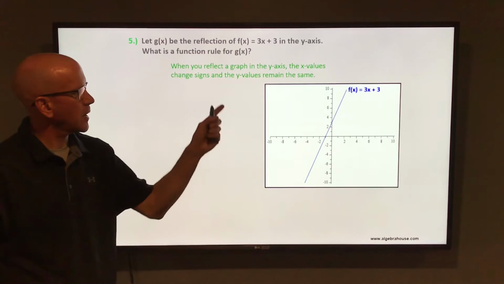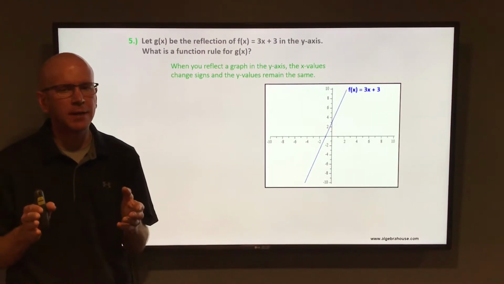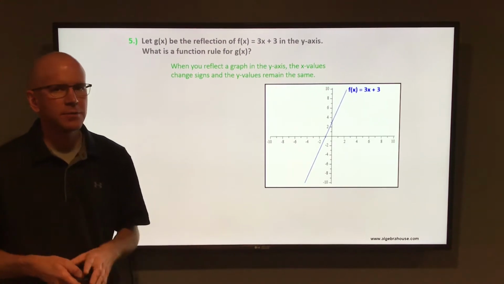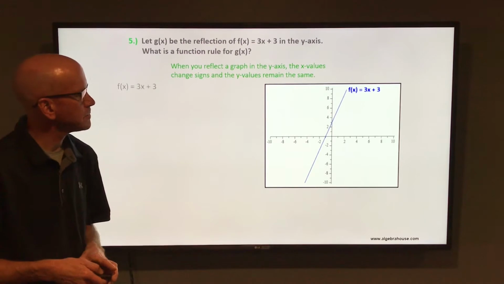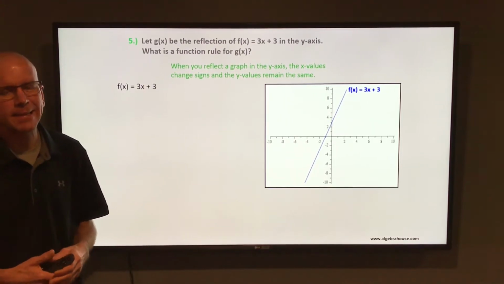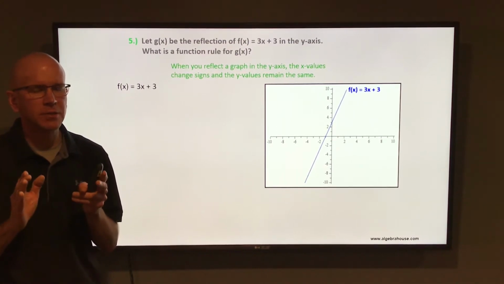When you reflect a graph in the y-axis, remember the x values change signs. They go from positive to negative or negative to positive. The y values on those points will stay the same. So for f(x) = 3x + 3, if we're going to reflect that over the y-axis, the only thing that changes is the value of x. It changes signs.